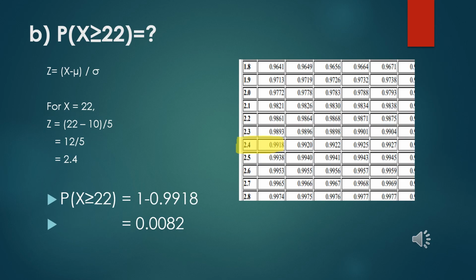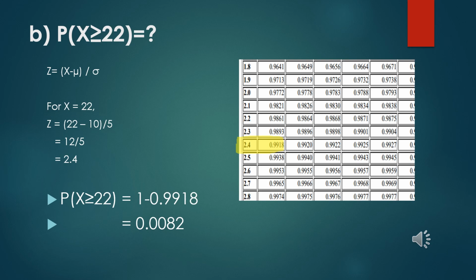In this question, we aim to calculate the probability of x being greater than or equal to 22. First, we determine the z-score using the given value x equal to 22, subtracting the mean, which is 10, then divided by standard deviation 5. This calculation yields a z-score of 2.4. Consulting the standard normal z-table, we find that the cumulative probability up to a z-score of 2.4 is 0.9918.